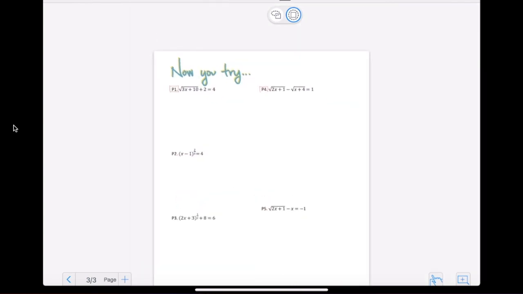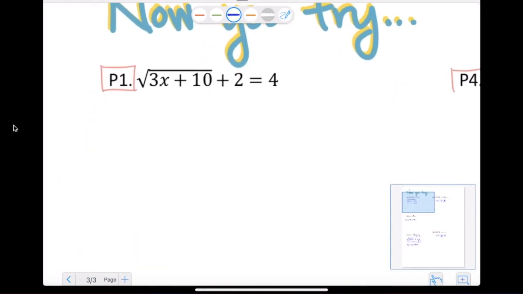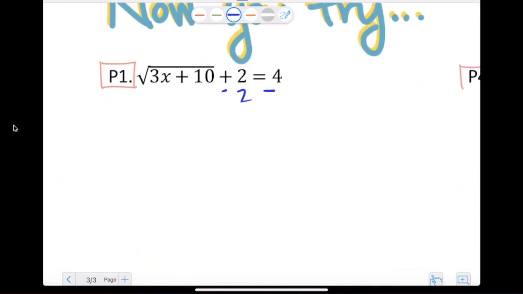All right, now I encourage you to try these questions and then check your answers based on my work. So the first one, we're going to subtract 2 from both sides because we need to isolate our radical. We have the square root of 3x plus 10 is equal to 2 then.